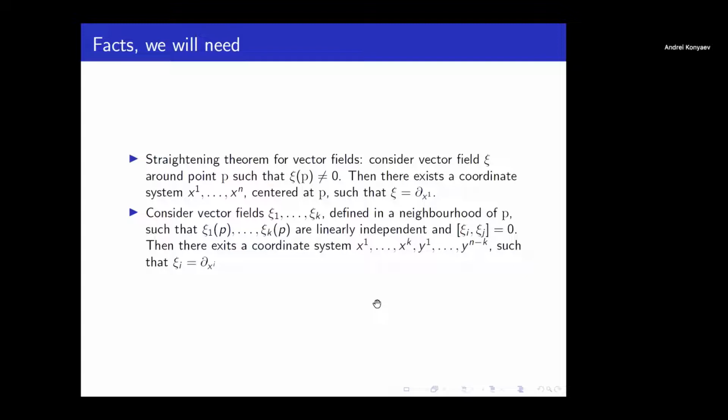So the facts we will need today are the ones we will have to recall. One is from the general course of ODE, or probably from the previous lectures. So the first fact is called the straightening theorem for vector fields. It is the basic fact about vector fields, which states that given a single vector field which is non-zero at a given point P, you can take a coordinate system with the first coordinate vector field being the vector field xi. It is a basic theorem.